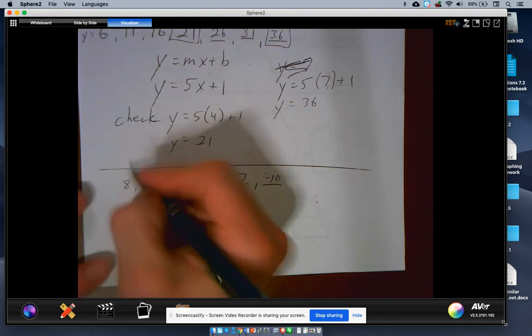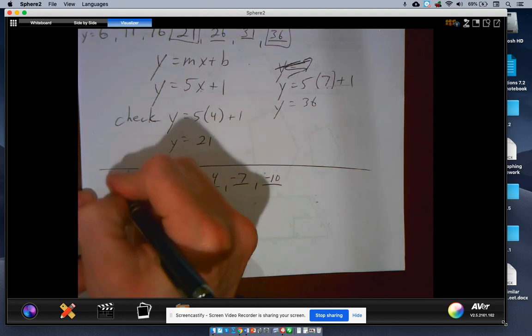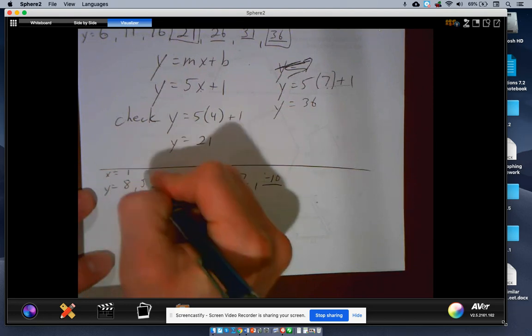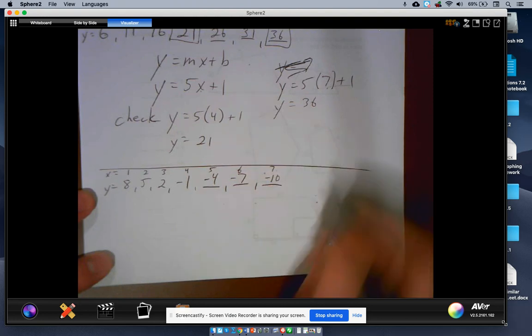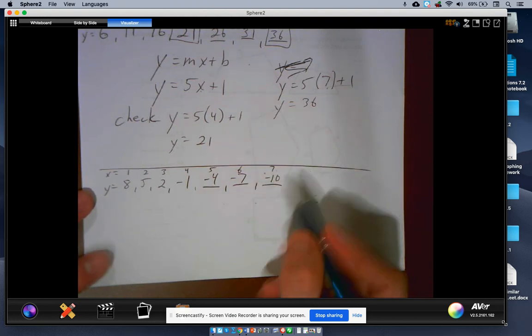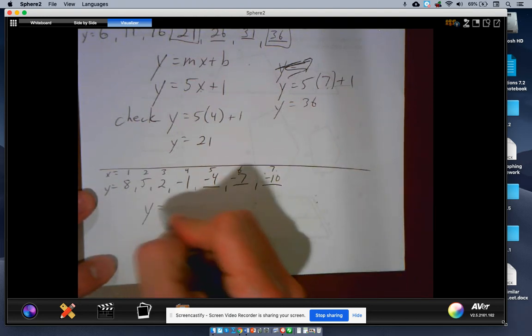And let's assign them some numbers. So this is the first term. My x's go up here, my y's go down here. Second term, third, fourth, fifth, sixth, and the seventh term. Again, you can keep going if you want. I write down y equals mx plus b.